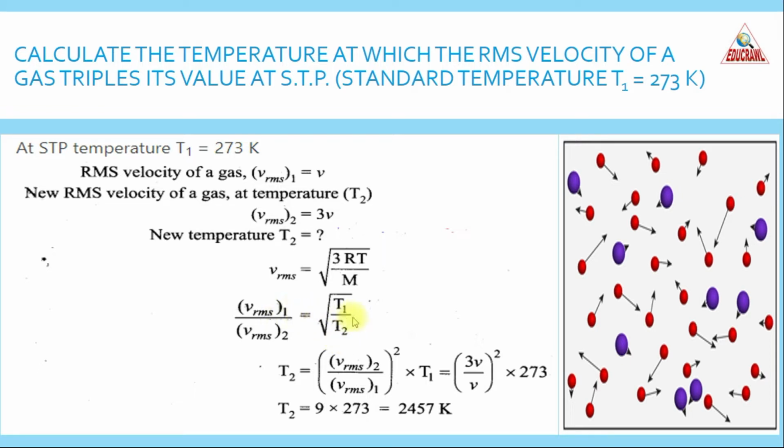So squaring the above equation and rewriting it for T2, we have T2 is equal to VRMS2 divided by VRMS1, the whole square, into T1. We know the ratio of VRMS2 divided by VRMS1 as 3V by V. So substituting that value into 273, we get the value of T2 as 2457 Kelvin.